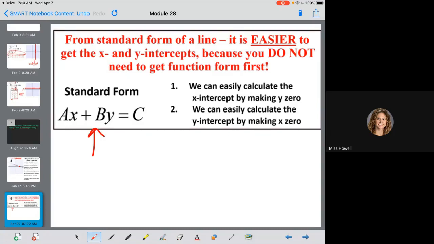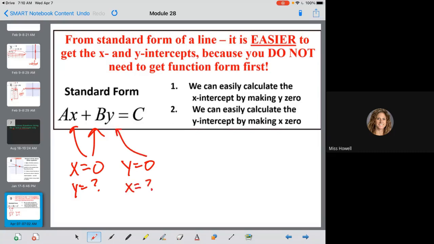So typically, for standard form, finding our x and y intercepts would be considered the easier method of graphing, or the easiest method, because it doesn't require any rearranging. For x and y intercepts, we don't need function form. We don't need to solve for y equals. All we need to do is say, if I put a 0 in here for x, what does the y equal? That would give us our y-intercept. And then I'm going to repeat that process and say, well, if y equals 0, what is my x-intercept?